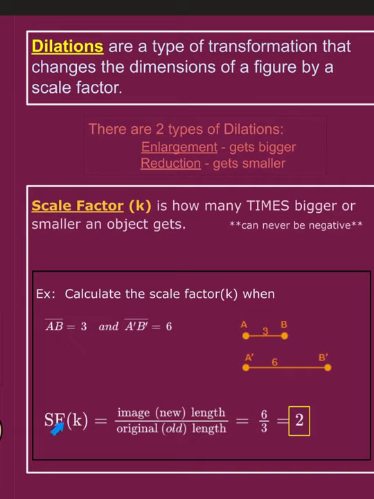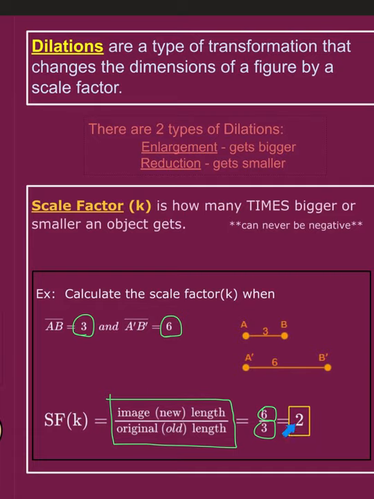Now to find your scale factor, you're going to set up this ratio as you see right here. Here's your formula for finding scale factor: new over old. Remember, my new measurement is the measurement that has the prime on it. So I took the 6 and put it over the old, which was 3. Then I simplified that, and I got 2 as my scale factor.